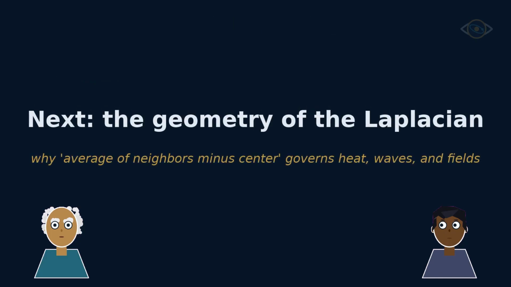We've slid kernels across signals. Next, one special little kernel, comparing a point to the average of its neighbors, turns out to govern heat, waves, and fields, the Laplacian. From convolution to the Laplacian.